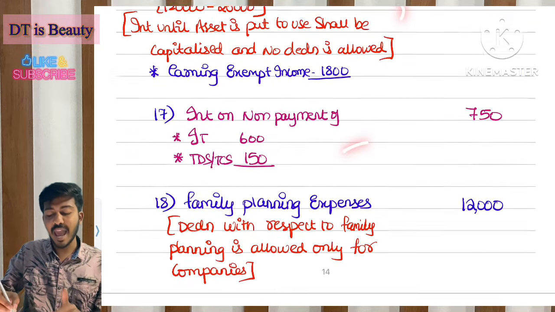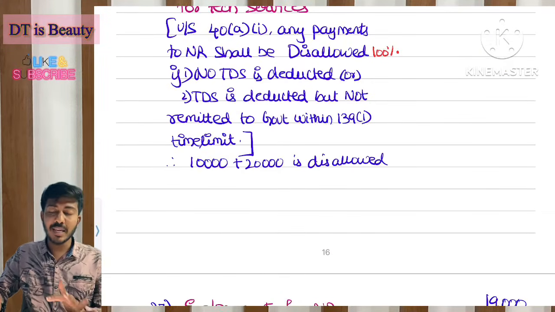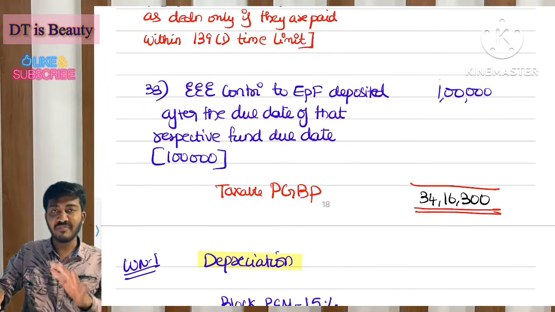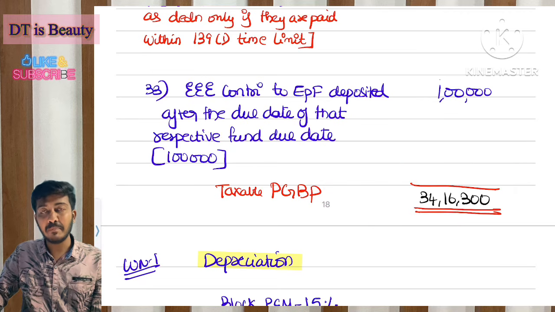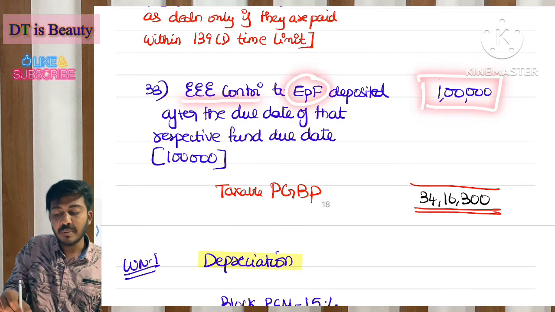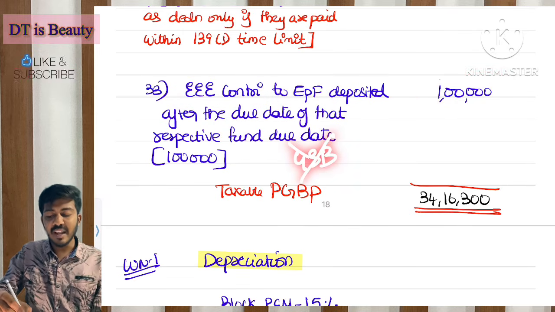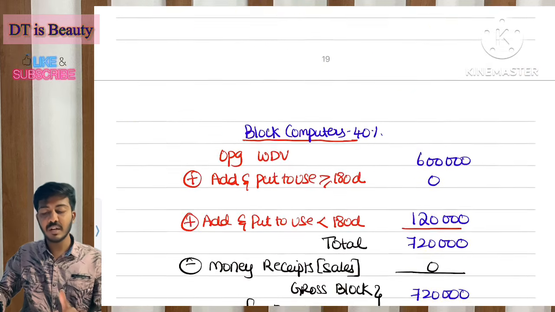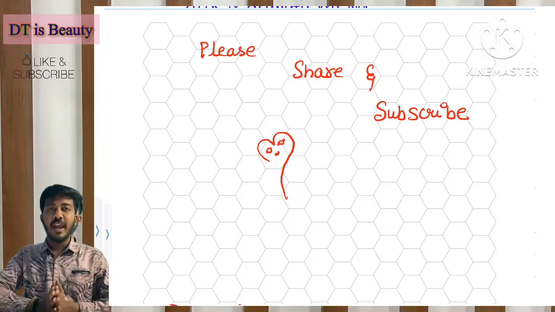Similarly, all these things I have made a reference to in all the answers. You can just go through this, but all the answers I have discussed at the point in the question itself. So this is how the answer looks. After minusing and additioning, you will get the final answer, which is called the taxable PGBP answer. That 1 lakh which we discussed now, right? Employee's contribution to EPF deposited after the due date of that respective fund, and 43B will never come here. So I have added this also, and I have given the working notes for depreciation, block to blocks. Simple. This is done with the PGBP.